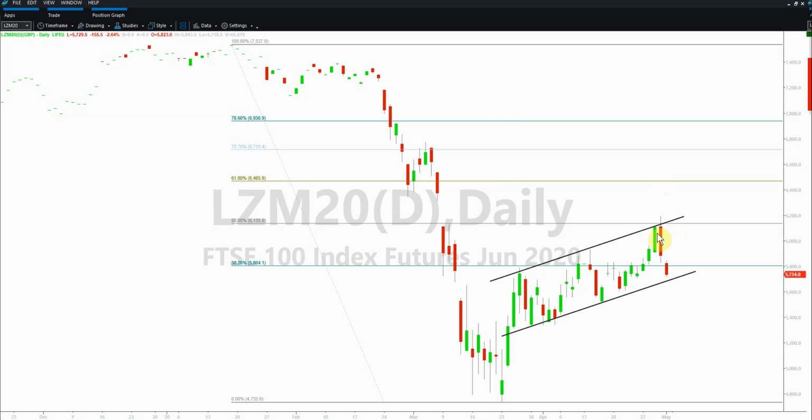We're in a channel at the moment, and here we're reaching a critical point. If it doesn't bounce and go higher, obviously this is due to go much lower and could easily take out these lows in the coming months. I'm going to scale down to a smaller time frame.